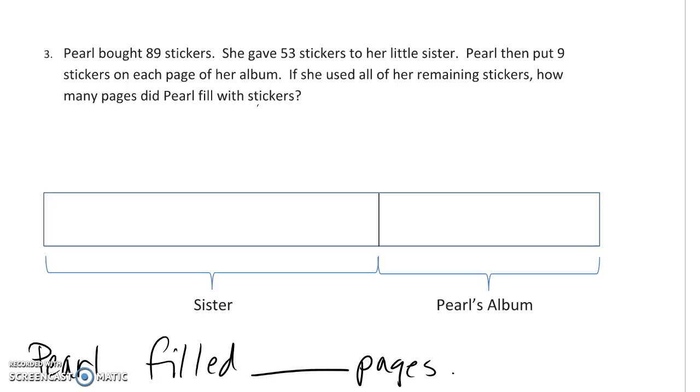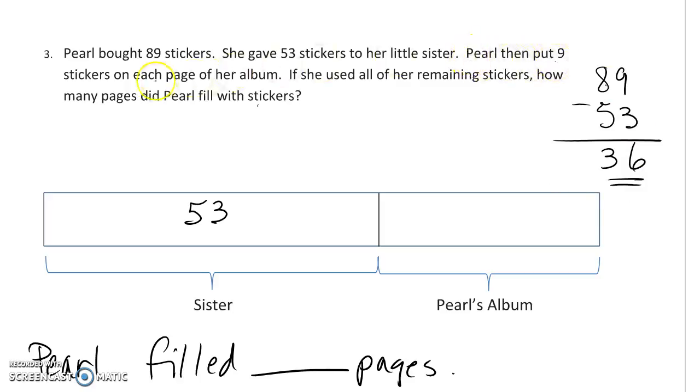All right. So she had 89 stickers. I'm not sure what to do with that yet. She gave 53 stickers to her sister. So we're going to say sister has 53. If she had 89, she gave away 53. This is what she has left, right? 9 minus 3 is 6. 8 minus 5 is 3. So she has 36 left.